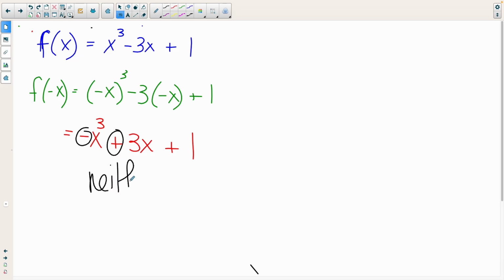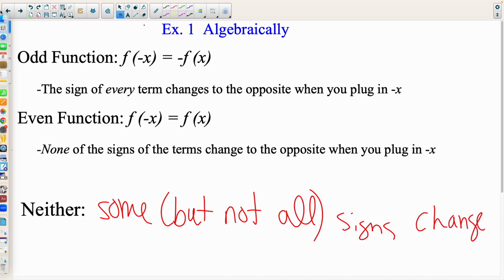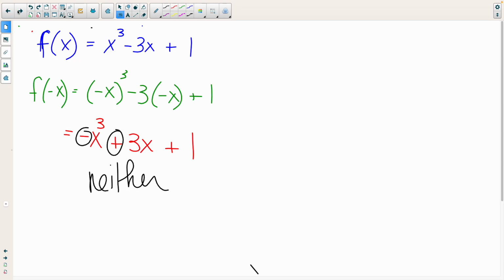And you might just want to note somewhere, I know I put it in the instructions here, the sign of every term changes, so that means every term. So when you're comparing, don't leave out the constants because that is a comparison you need to make. So odd functions can't have constants.